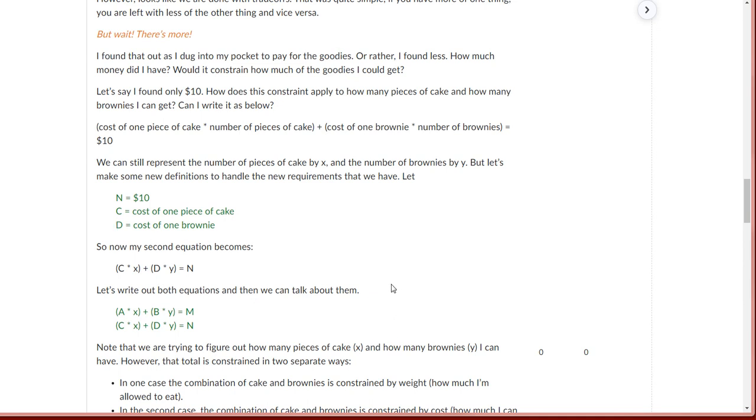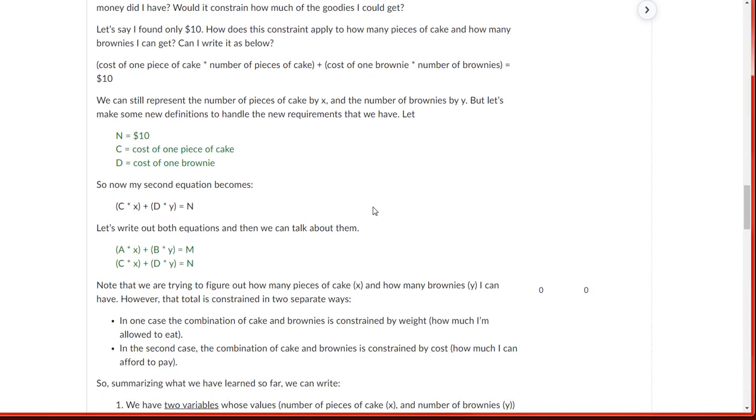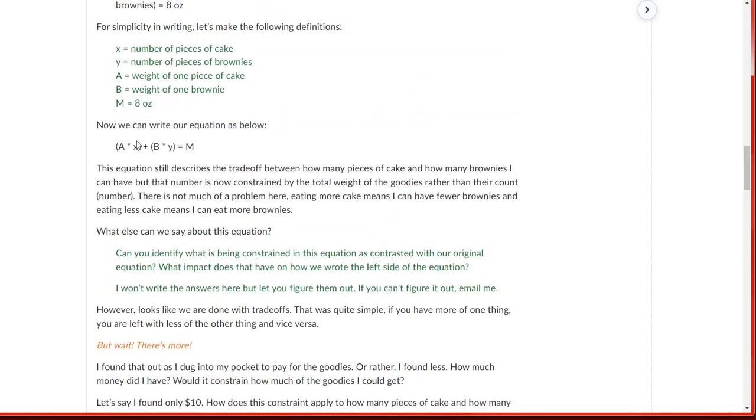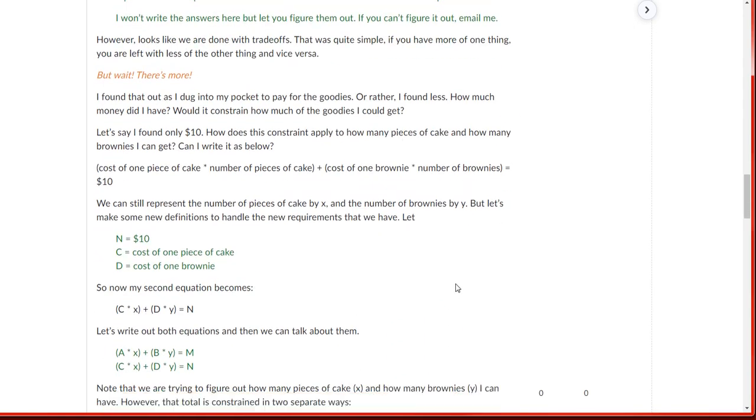Okay, so how will I write this second constraint or the equation representing the second constraint? Well, actually, it's not that bad because you think about it. Over here in the first equation, we talked about the number of pieces of cake and the number of brownies. And that's what we are still doing over here.